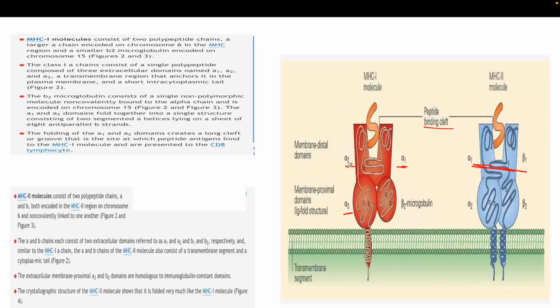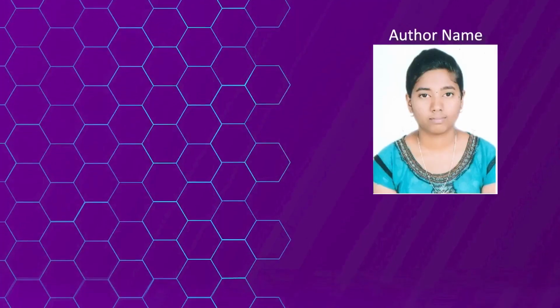In case of the MHC1 molecule it is alpha 1 alpha 2. Okay, so a question can be asked either way, like the polymorphic domain of the MHC1 molecule will be alpha 1 alpha 2. In case of the MHC2 molecule it is alpha 1 beta 1. Okay, and which region of the MHC1 molecule will bind to the CD8 cell, that is alpha 3. In case of the MHC2 molecule, the beta 2 region will bind to the CD4 T cell. Okay.